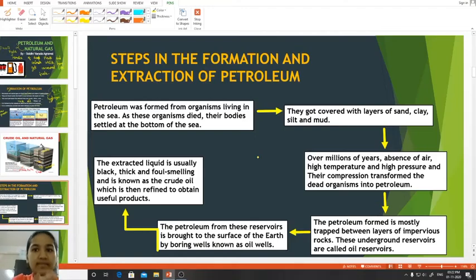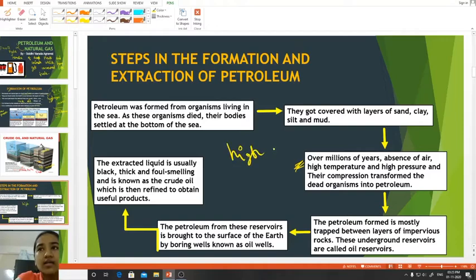Dough also, you might have seen, when it is given more pressure, it turns flat. See, when their bodies were given more pressure by the sand, clay, silt, and mud, they also became very thin. Then, what happened after they grew thin? Over millions of years, absence of air, high temperature, high pressure, and compression transformed the dead organisms into petroleum.